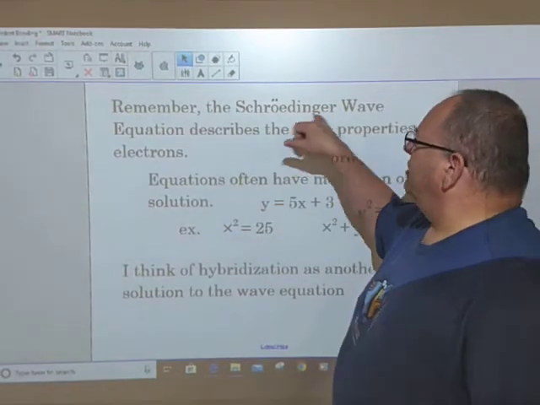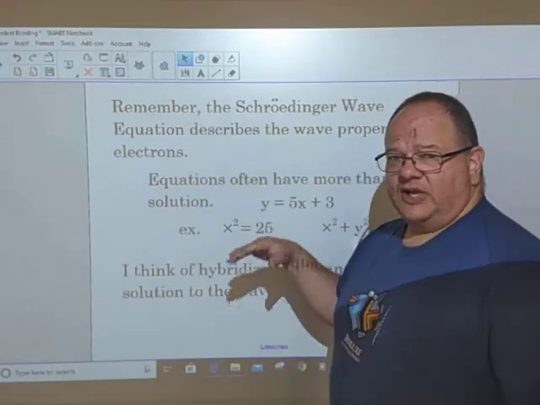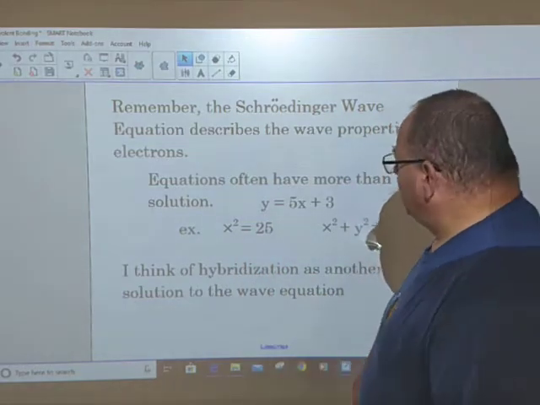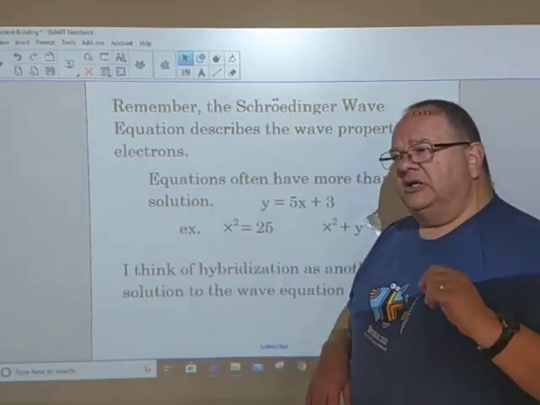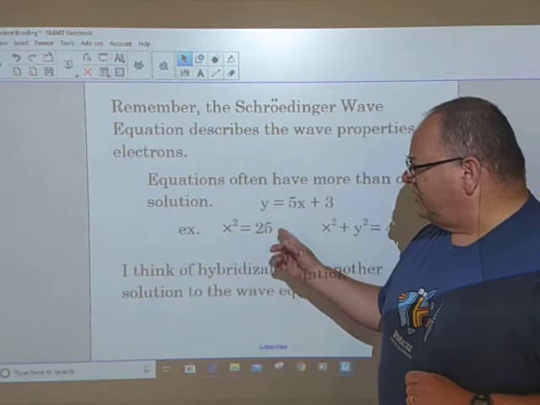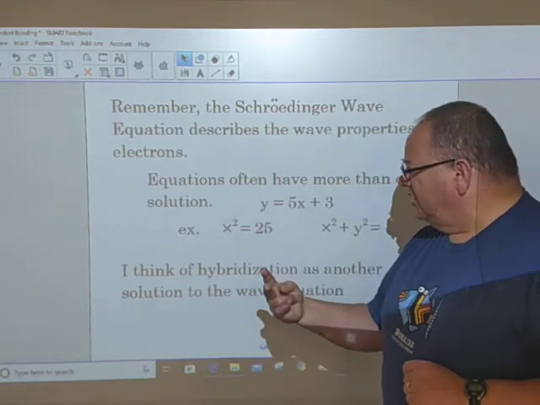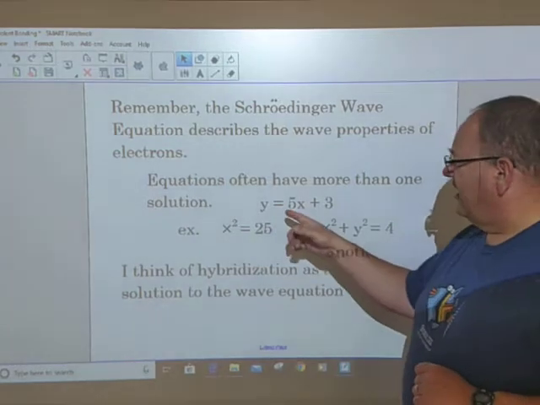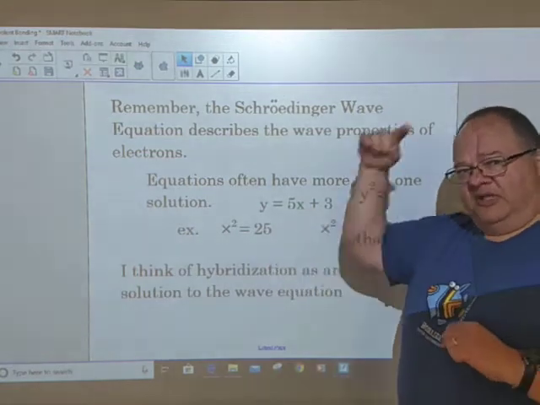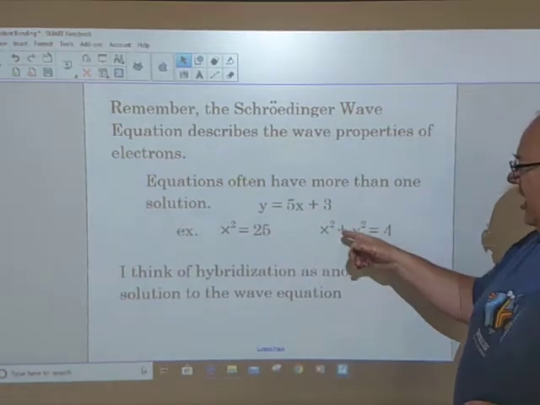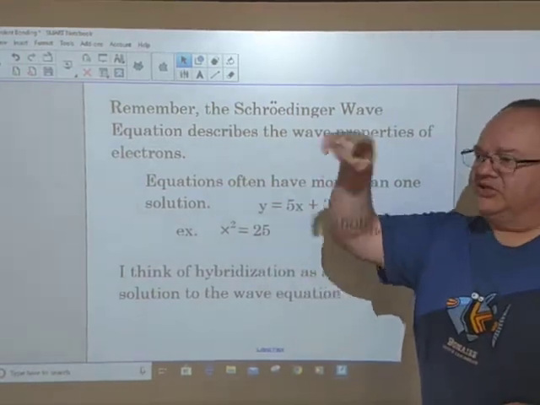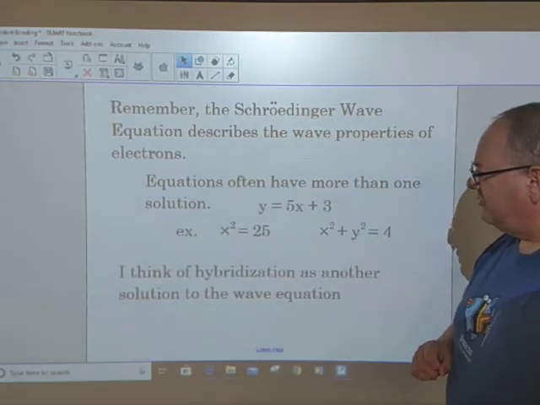Now, we've got the Schrödinger wave equation, which describes the wave properties of electrons. That's the stuff that came out with the s orbitals and the p orbitals and the different quantum numbers. But remember, mathematical equations can have more than one solution. If I have the equation x squared equals 25, you know there are two solutions for that, right? Plus 5 and minus 5. If I have y equals 5x plus 3, there's an infinite number of solutions that are all along a line, right? That's the equation of a line. x squared plus y squared equals 4 is going to graph as a circle, and we're going to have an infinite number of points in that circle that would all fit that equation.